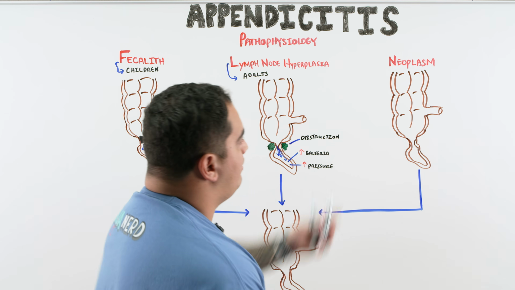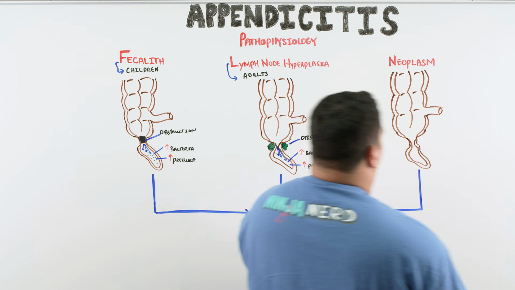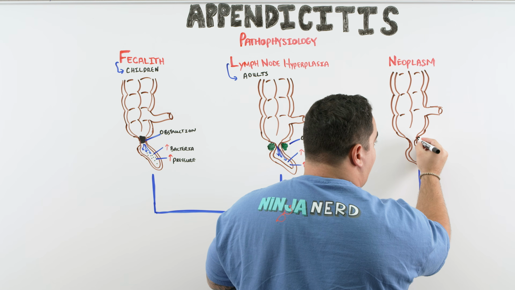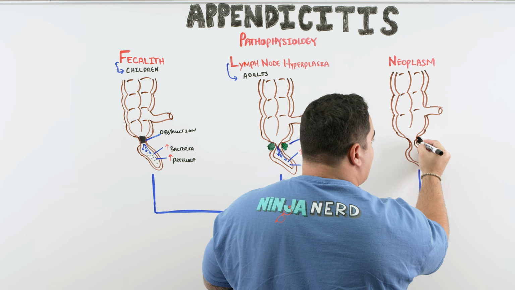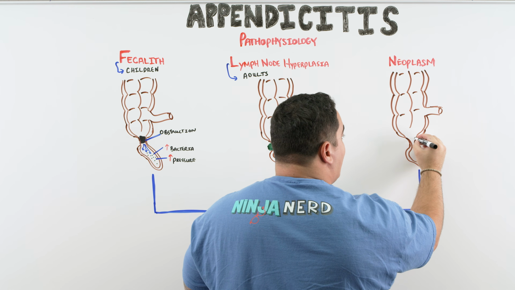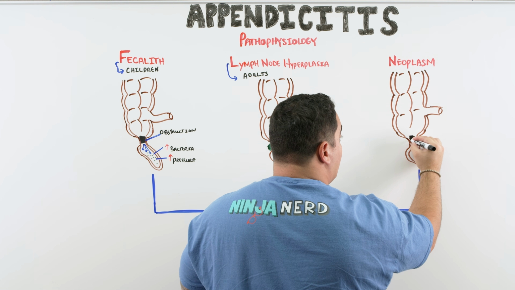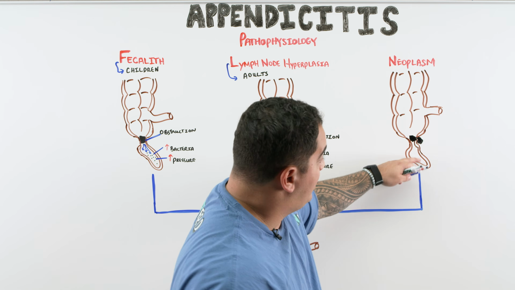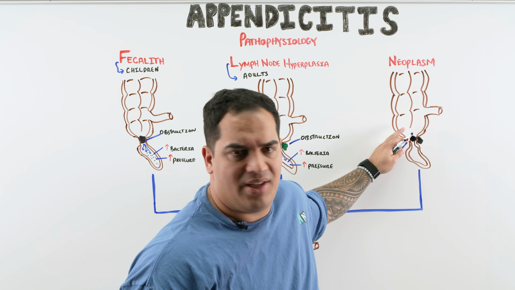All right, last one, straightforward, neoplasm. Now, in this, you have some type of tumor. It could be extraluminal, so you could have a tumor sitting out here, or a mass compressing on the outside, or you could have some type of mass that's intraluminal. And it's, again, obstructing the actual, what? Contents from being able to be moved out of the appendiceal lumen.